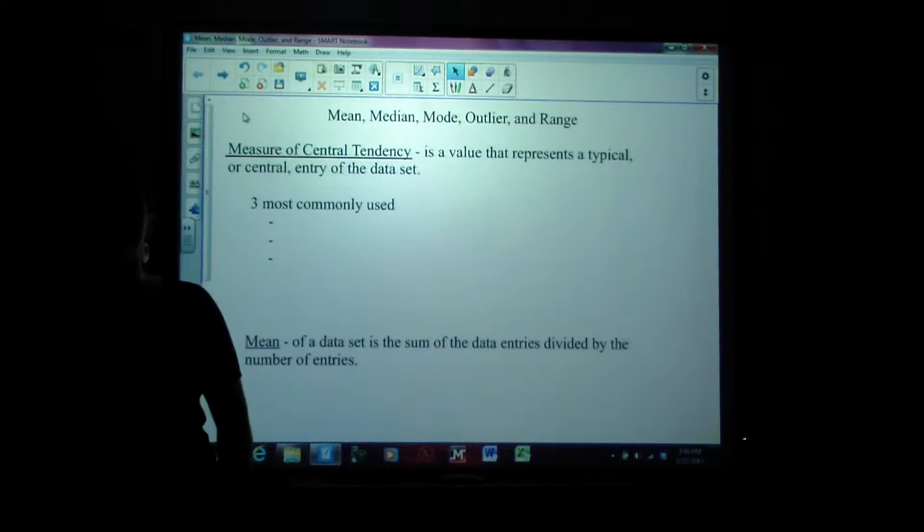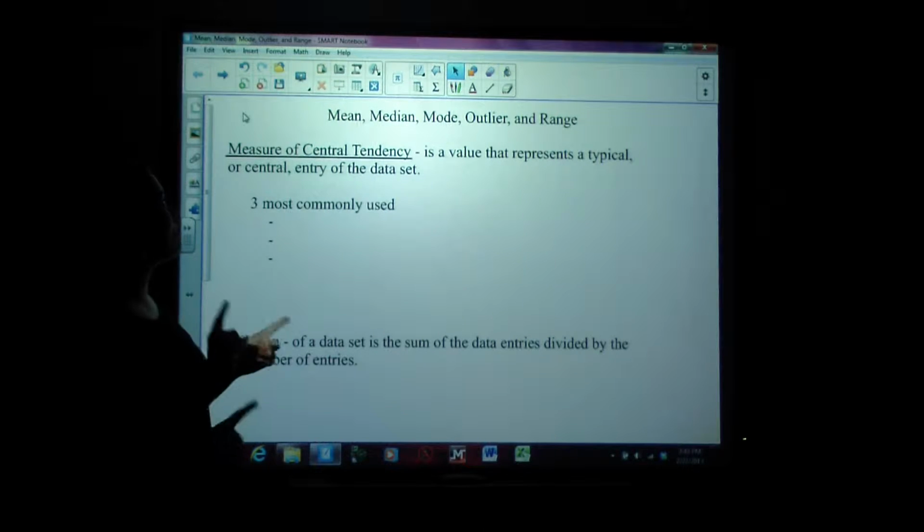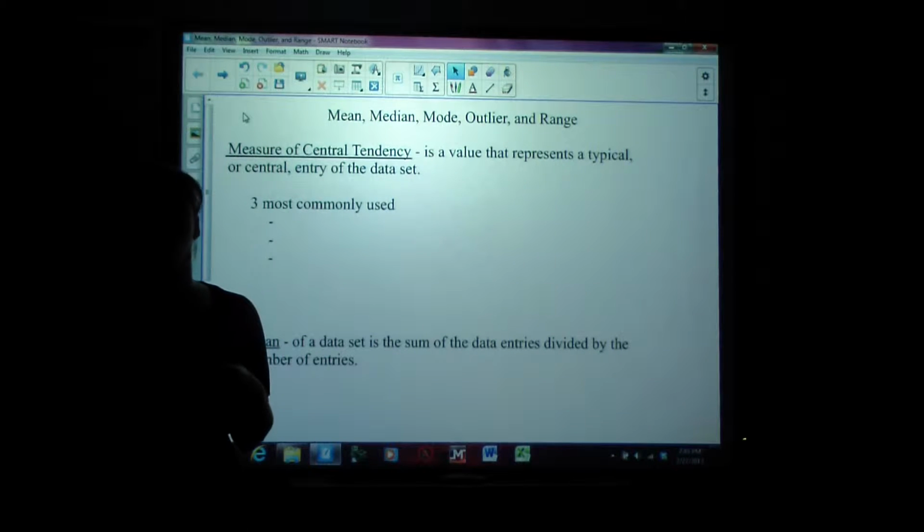Hi WHS juniors, this MCA review is all about mean, median, and mode, along with the outlier and range. So let's get started with mean, median, and mode.